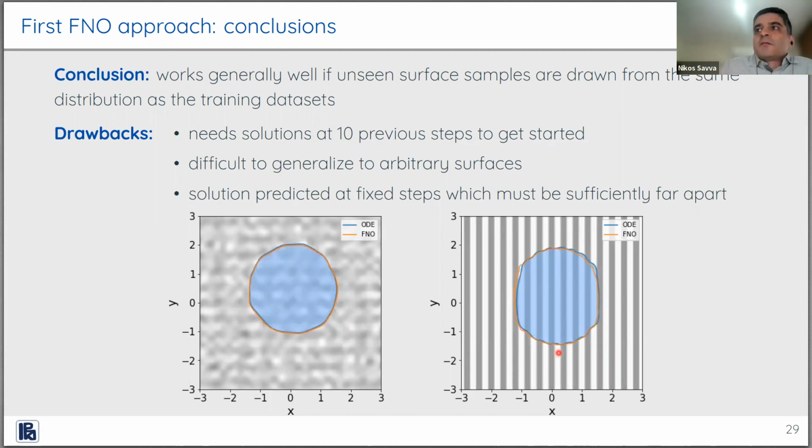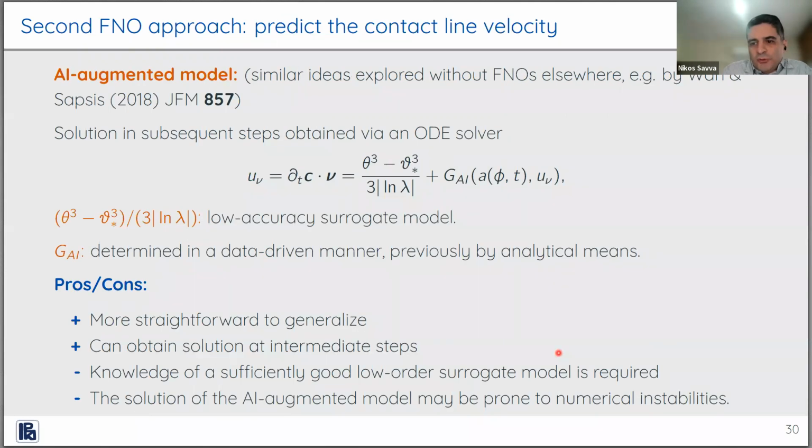Okay. So then we try to use a different approach, in which we use an AI augmented model. We use similar ideas to those explored, without FNOs but with fully connected layers, by Wan and Sapsis in JFM 2018, when they looked at bubbles in a fluid.